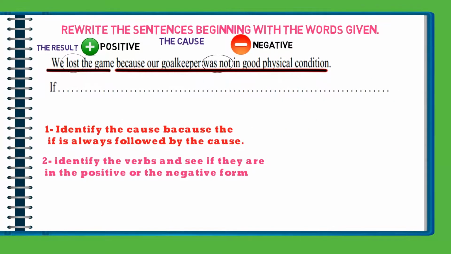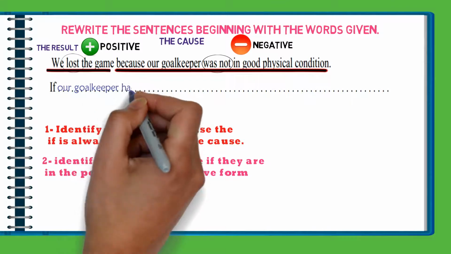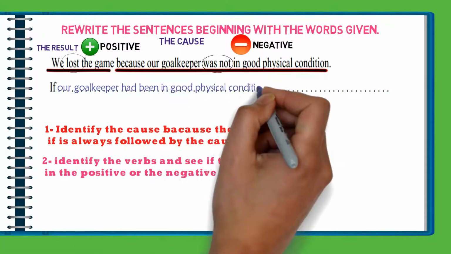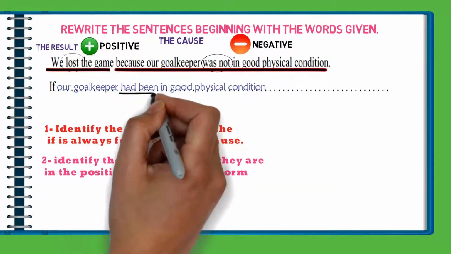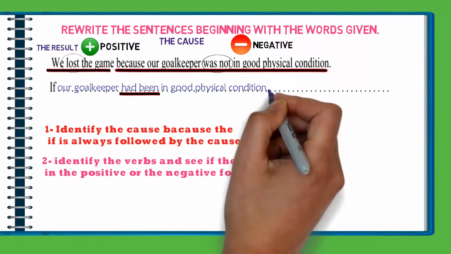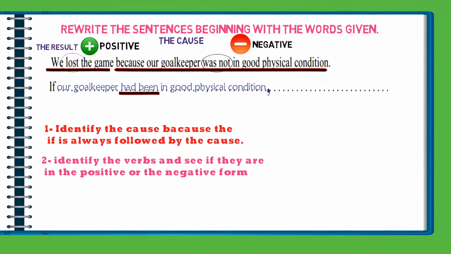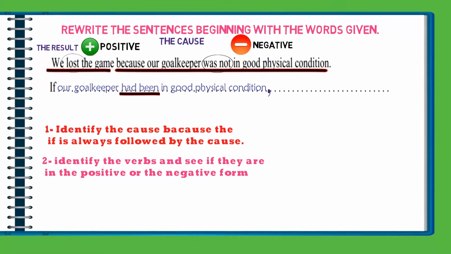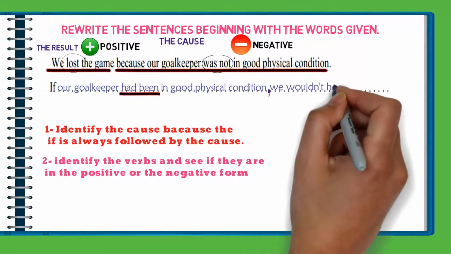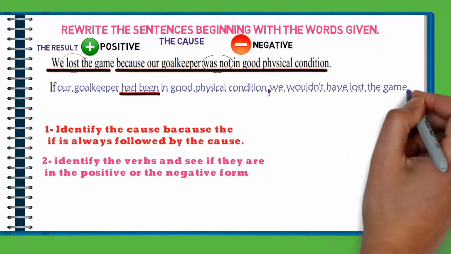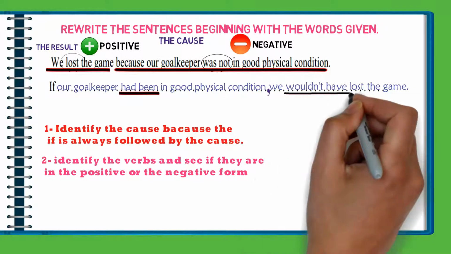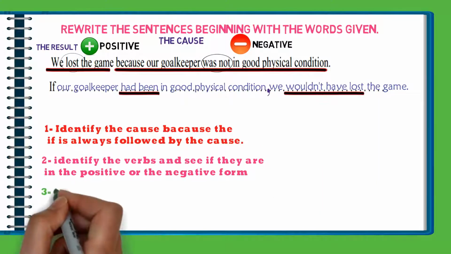Okay, let's start with the cause. If our goalkeeper had been in good physical condition, we use had been here and it's positive. Okay, comma. Let's go to we lost the game. So we're going to say we wouldn't have lost the game. Wouldn't have lost is the negative form.